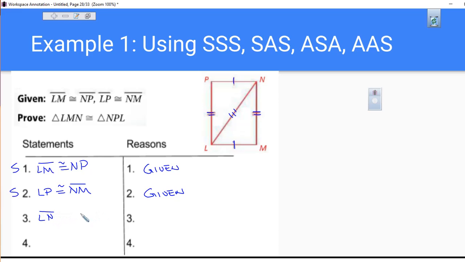As we name this, we're going to say LN congruent to, and to do the corresponding parts here, you notice that there is an L congruent to N, and there's also an N congruent to L. This happens when our triangles are kind of reversed. So we're going to put this as NL. LN is congruent to NL, and this is by the reflexive property.